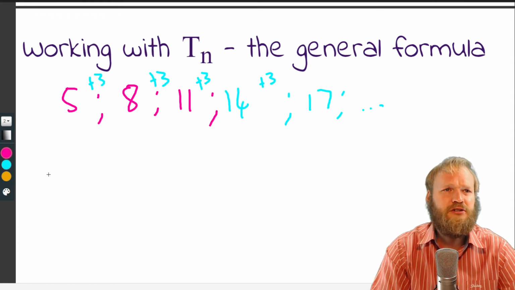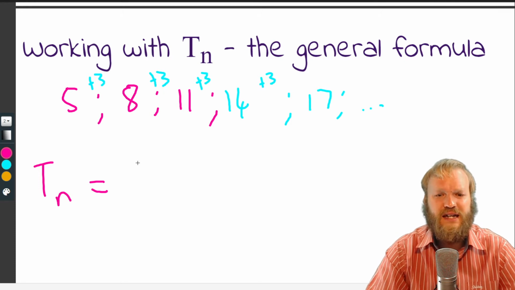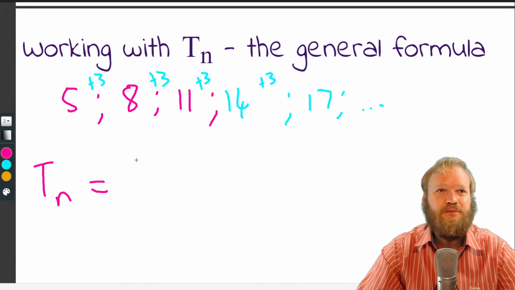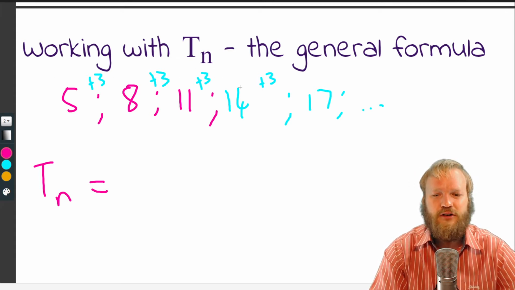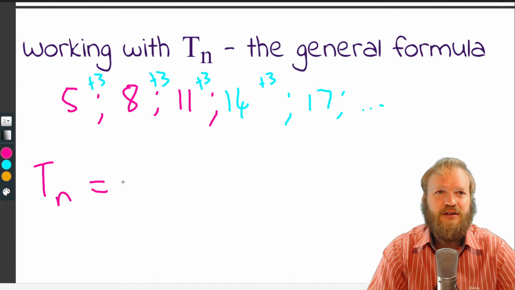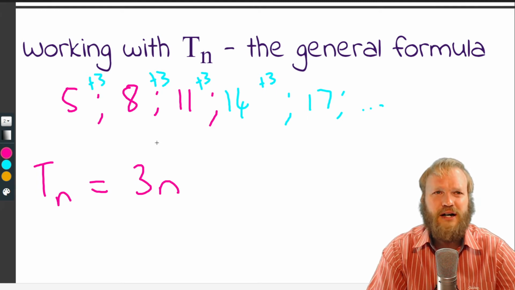Okay, so now you could be asked something like, cool, let's work out our general formula. So Tn equals. Now I'm jumping straight to the strategy because we've had some time to look at this: we're adding 3 each time. So for every n of these things, we're going to have added 3. If we've gone 1, 2, 3, 4 jumps along, we would have added 3 that number of times. So it must be something times 3. So we're going 3n because we're multiplying by 3.